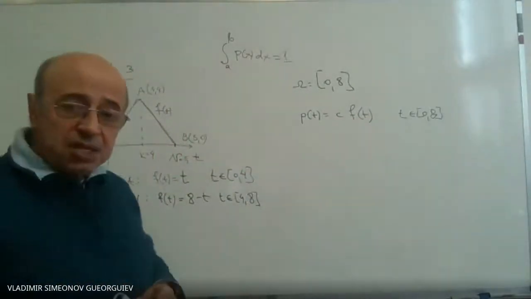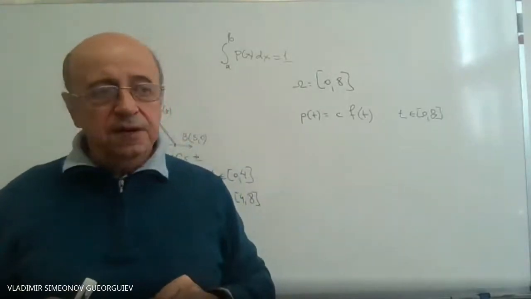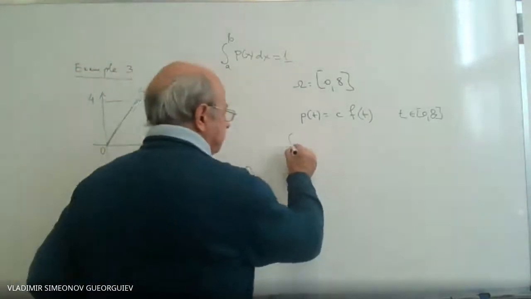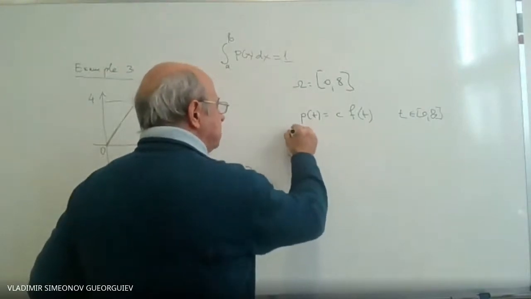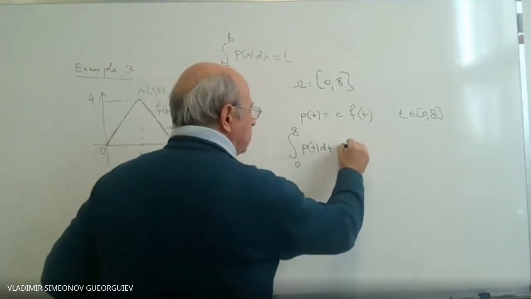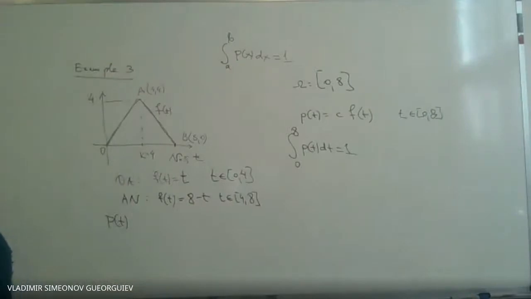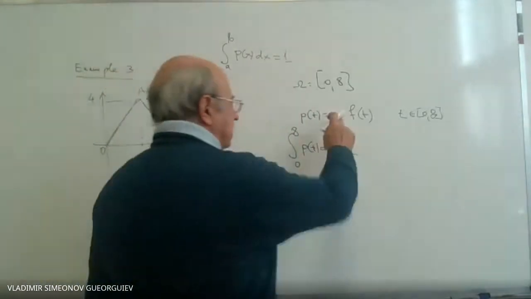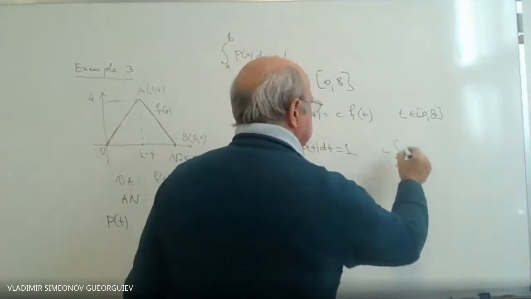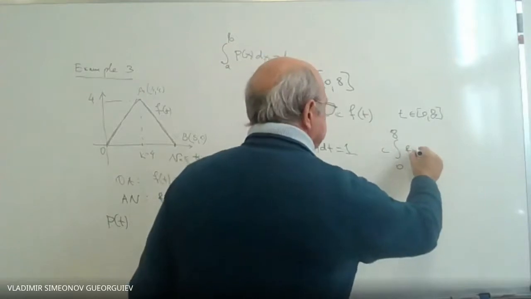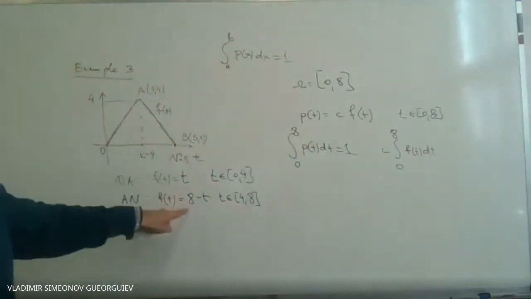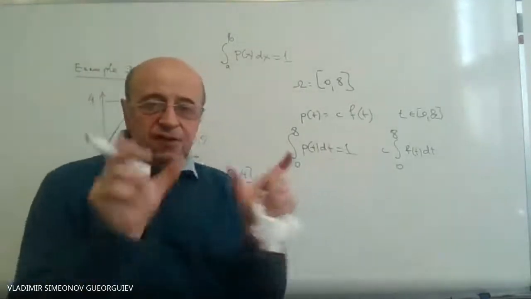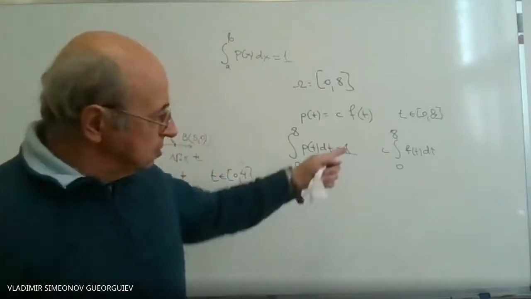And now we can define this constant in the same way as we defined the constant for the case of equi-distributional probability density. So we have to check that the integral from 0 to 8 of p(t) dt is 1. This is the condition that is absolutely necessary to be a probability density. Now we put inside the constant times the integral from 0 to 8 of our function f(t) dt. Of course, our function has two formulas, one from 0 to 4, one from 4 to 8.